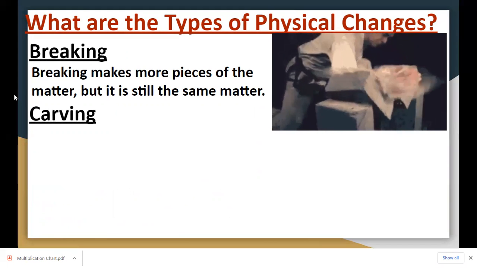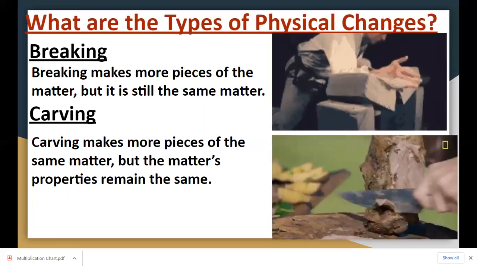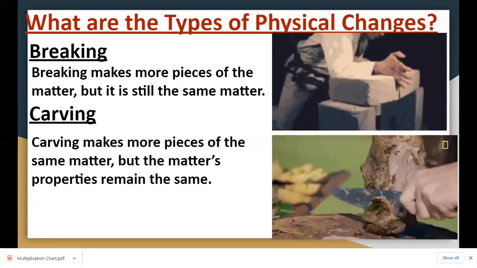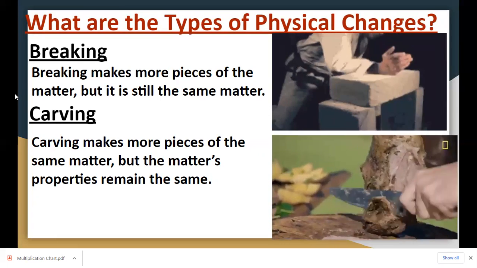Carving is also a physical change. Carving makes more pieces of the same matter, but the matter's properties remain the same. That meat is the same. It will taste the same whether it's a big hunk or it's a small, tiny piece.